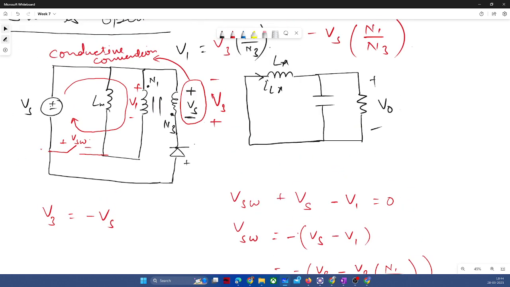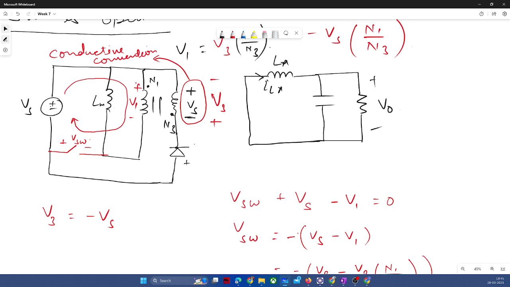Because the magnetizing inductance current is now decreasing because it is off. So V1 polarity will change. Okay, the top side will. But I am taking the reference that we have taken. Once we take the reference, we have to stick with that.